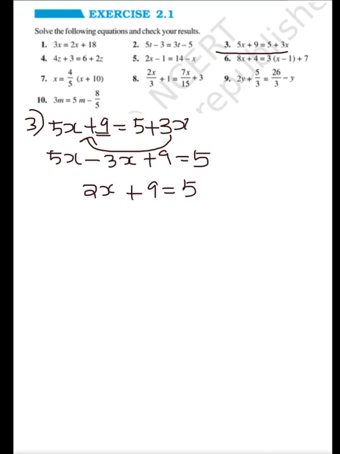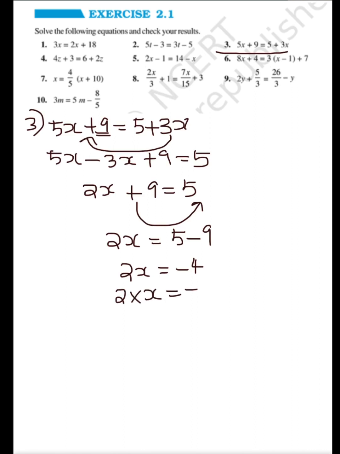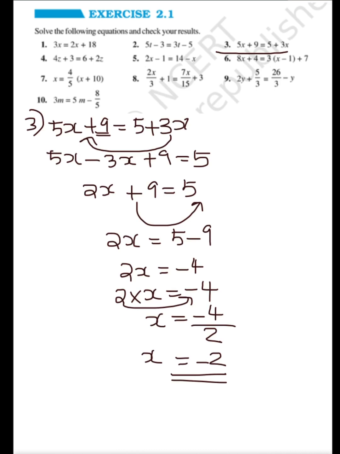Now you can take this 9 to this side. So what happens? 2x equals 5 minus 9. Now 2x equals, what is 5 minus 9? It's minus 4. What is 2 into x? It is 2x. 2 into x is minus 4. So you can keep this x here and you can take 2 to that side. That means if you are taking 2 to this side, it will become division. So minus 4 divided by 2 is what?